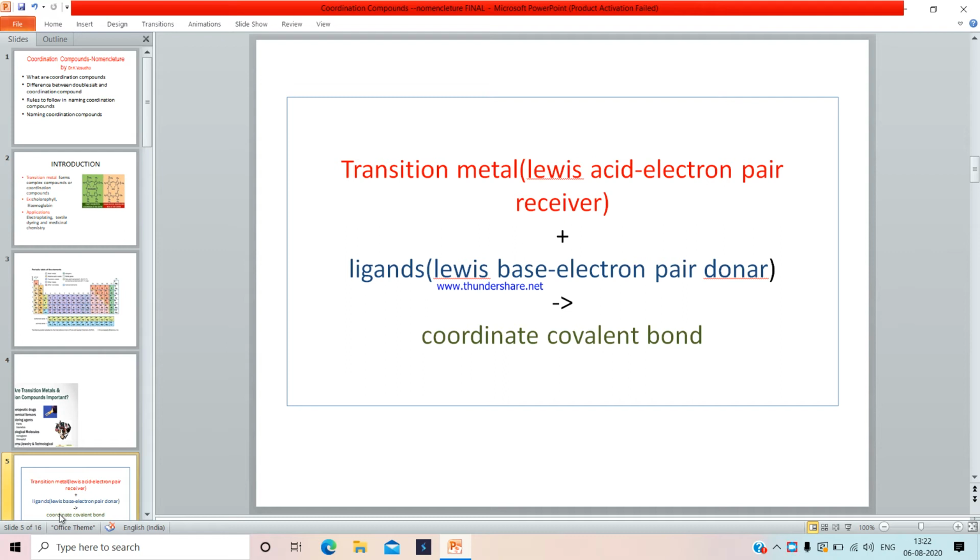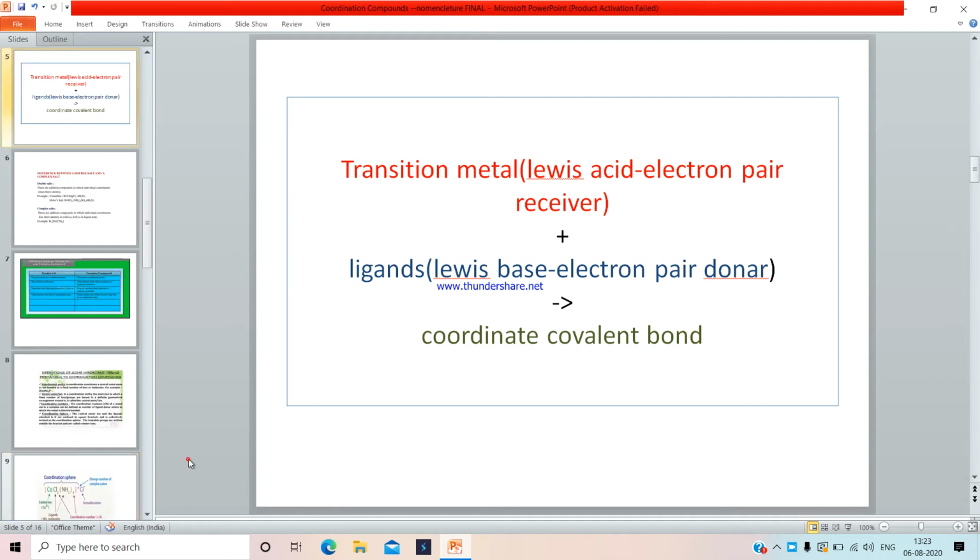So what is happening in these coordination compounds? In coordination compounds, the main element is the transition metal, which acts as a Lewis acid. A Lewis acid is nothing but an electron pair receiver. This transition metal binds with the ligands. Ligands act as Lewis bases, that is, electron pair donors, and these two form a bond. The bond formed here is a coordinate covalent bond, otherwise known as a dative bond. This is the complex that forms in coordination compounds.